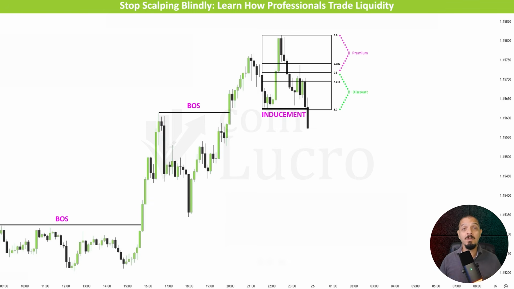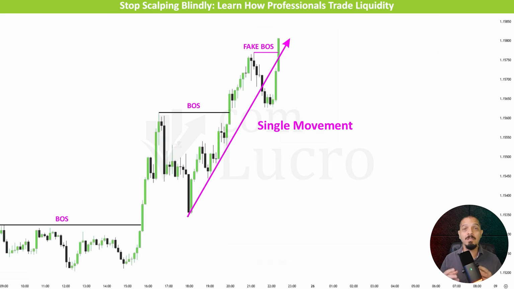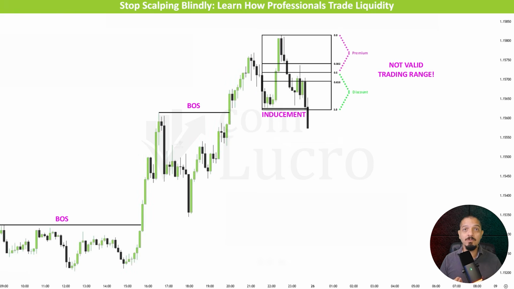You may wonder why we do not treat this single impulse move from the swing low to the swing high as the trading range. The reason is simple. When you apply the Fibonacci tool from the swing low to the swing high, you will see that price never retraced to the 50% level of that impulse. This means discounted buy orders were never filled. As a result, this move does not qualify as a valid breakout structure. The breakout is misleading, and the range formed from it is not a valid trading range.